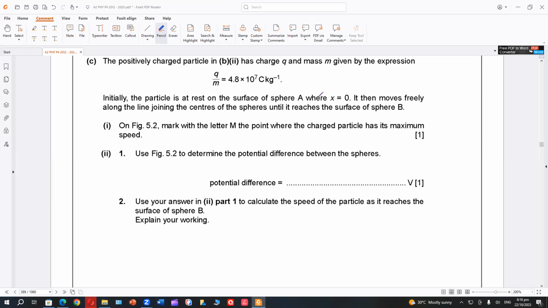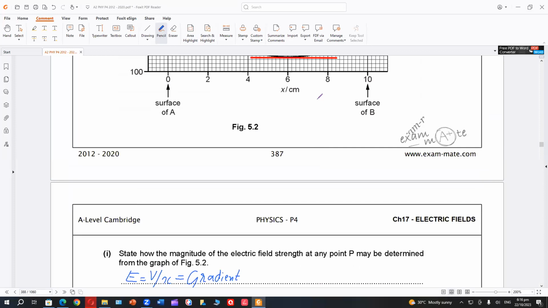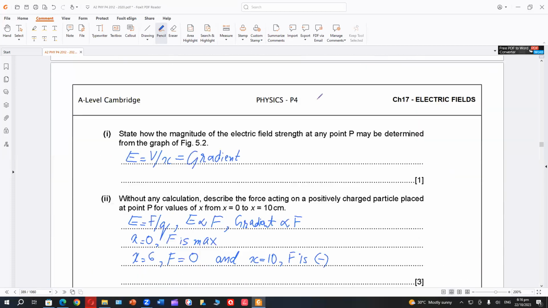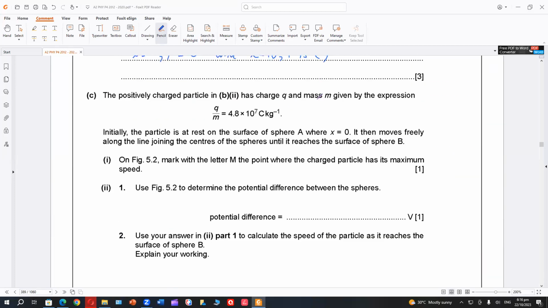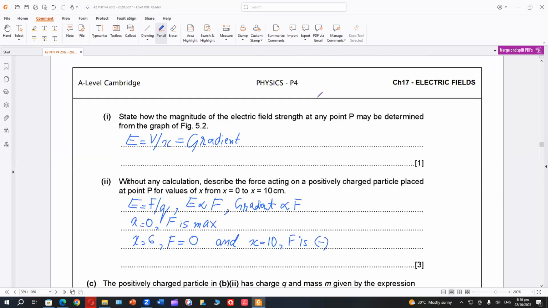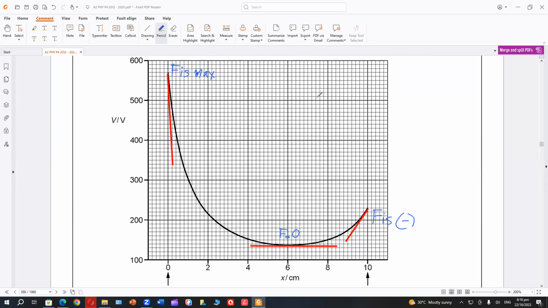Now, let us discuss C part 1 on figure 5.2. This is figure 5.2. The positively charged particle in B2 has charge Q and mass M. Mark with the letter M the point where the charged particle has its maximum speed. Now, where the particle should have maximum speed, we know the force, we know the electric field strength, but how can we get the velocity?